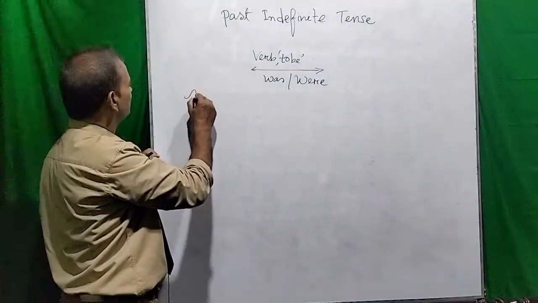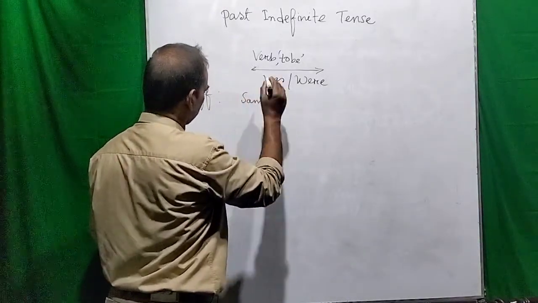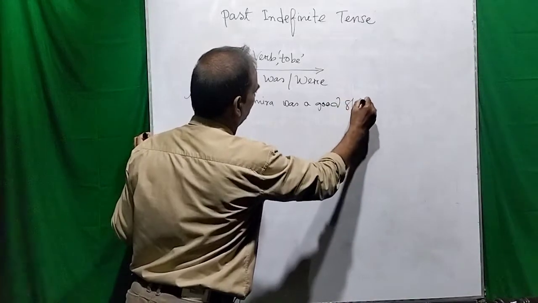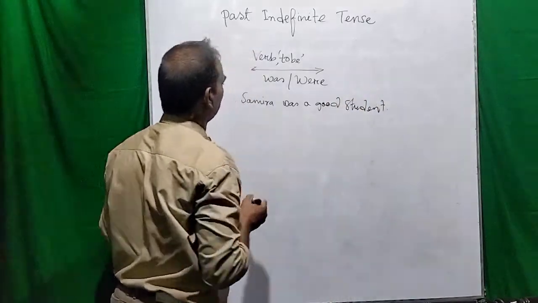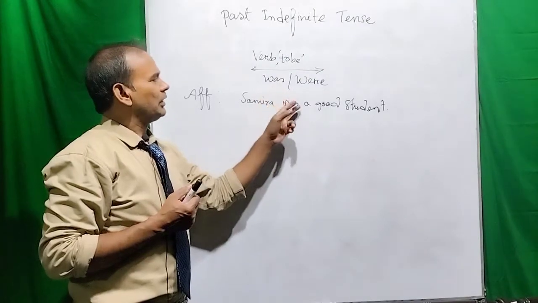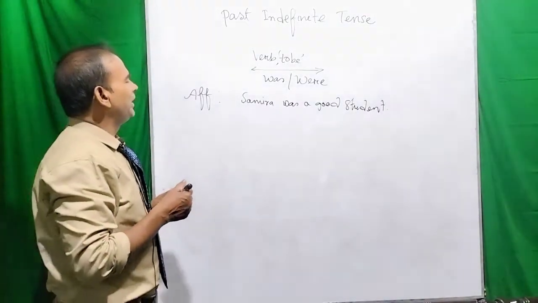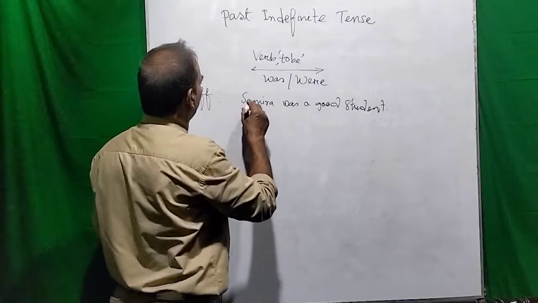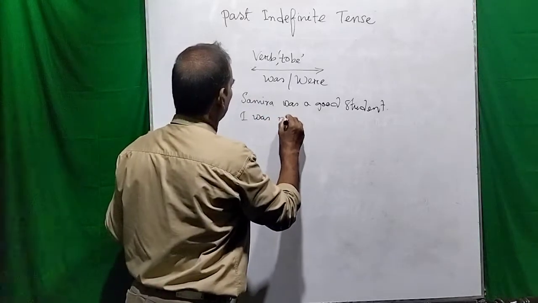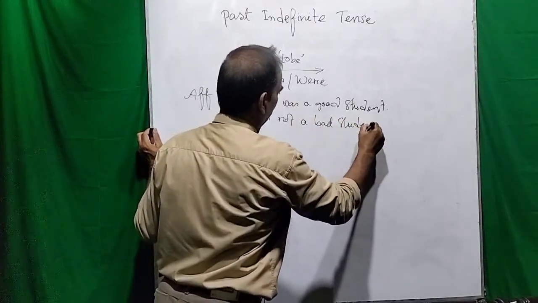So take a look at an affirmative sentence. Samira was a good student. Here we see the verb to be in the past form is was after the subject, third person singular number, but it may also be used after the first person singular number. Suppose, I was not a bad student.